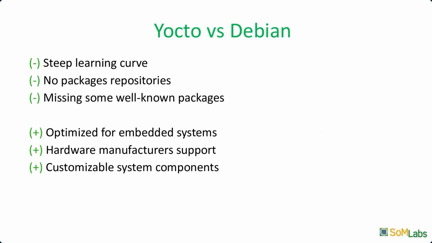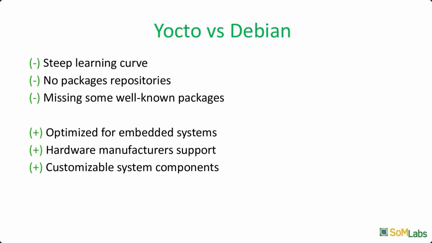In Yocto, everything is built from source. However, Yocto is optimized for embedded systems and it contains only the packages that we need. So the system is smaller, faster, and it is designed to be used in a particular application. It is not a generic distribution like Debian.